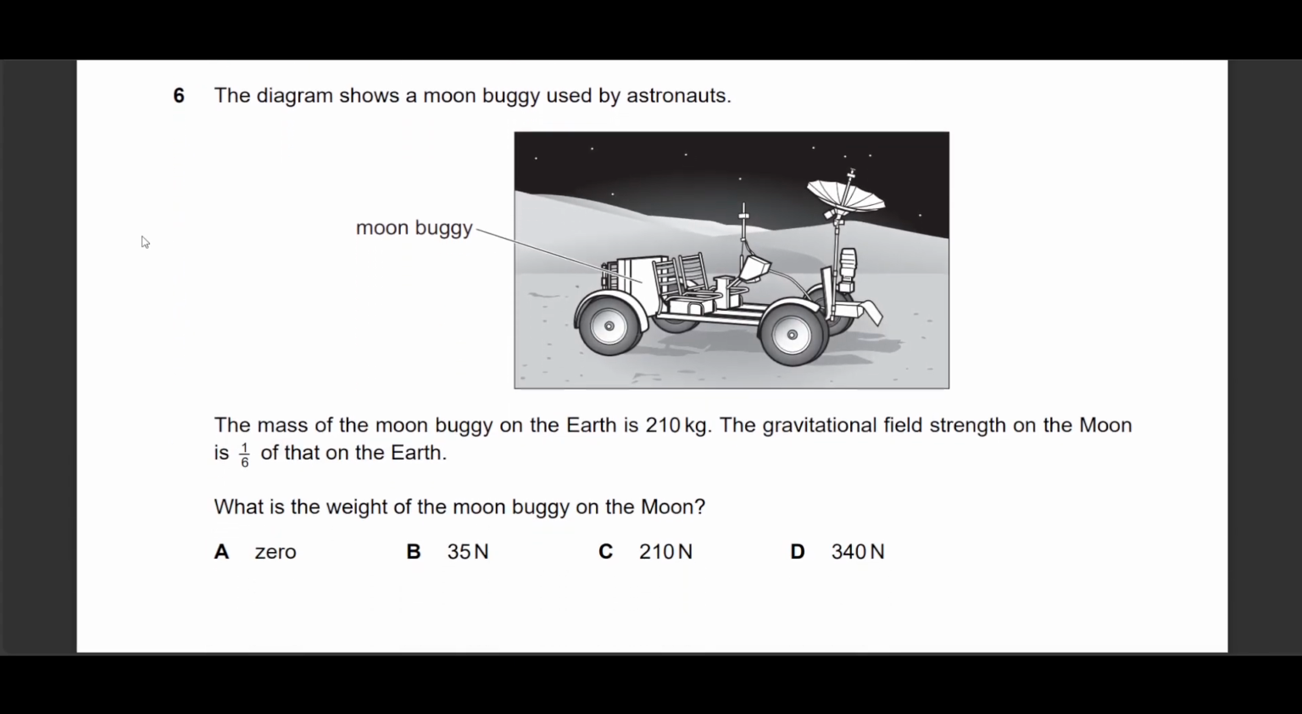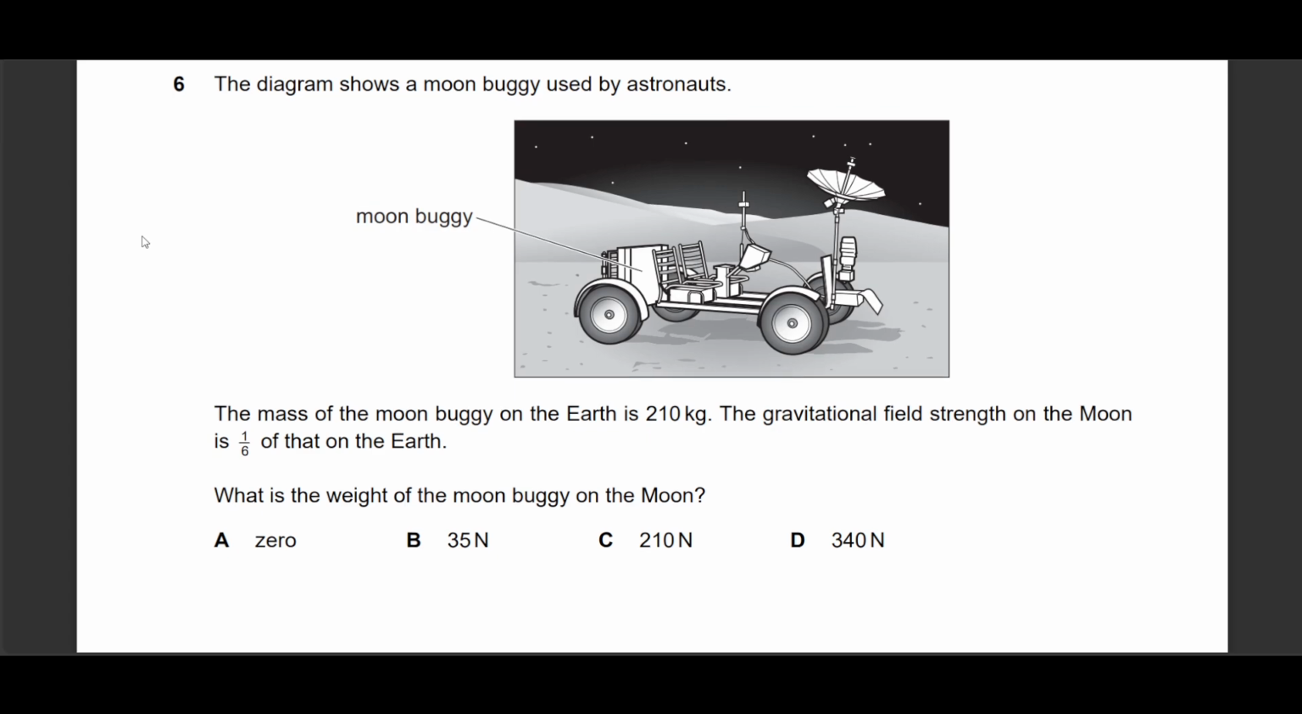Question number 6 suggests that the diagram shows a moon buggy used by the astronauts. And he says that the mass of the moon buggy on the Earth is 210. Now, be that the mass on the Earth or the mass on the moon, the mass does not change. That is what we know about it, because mass is the number of atoms or the quantity of particles inside an object. So the number of atoms that make up this buggy will definitely not be changing. The gravitational field strength on the moon is 1/6 of the Earth.